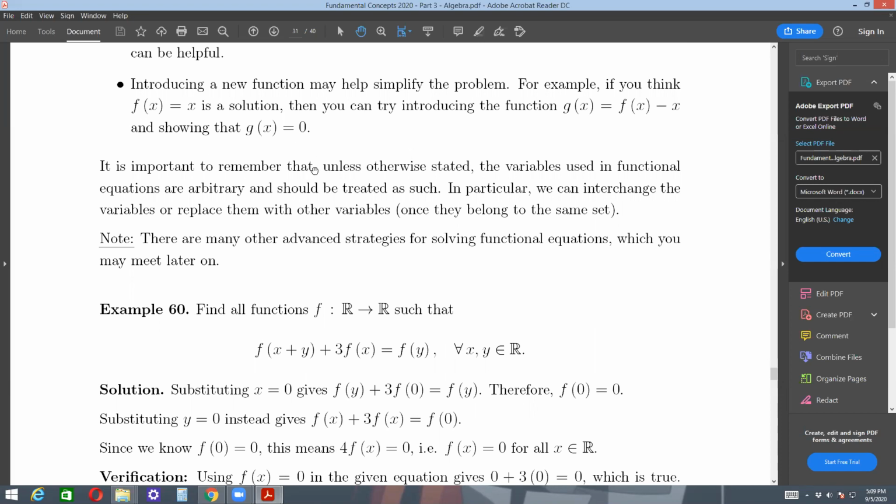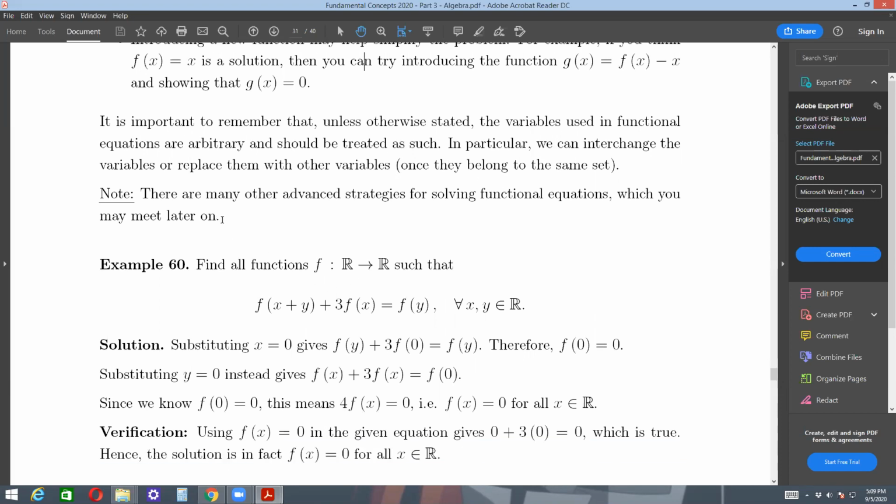All right, so this is why I mentioned the dummy variables, so you can interchange them and do anything you want with them. Yeah, so we'll actually look at this just now, the advanced strategies.